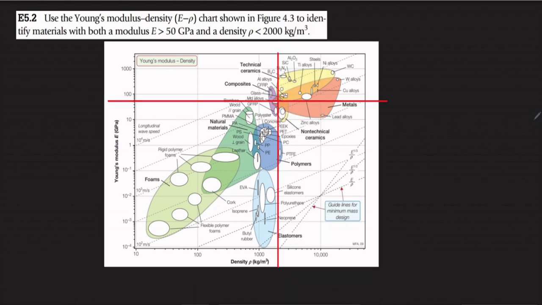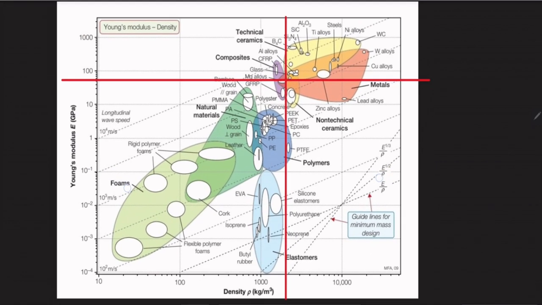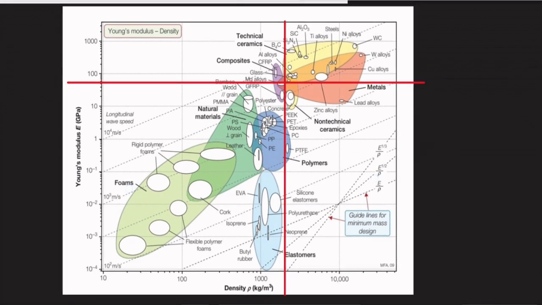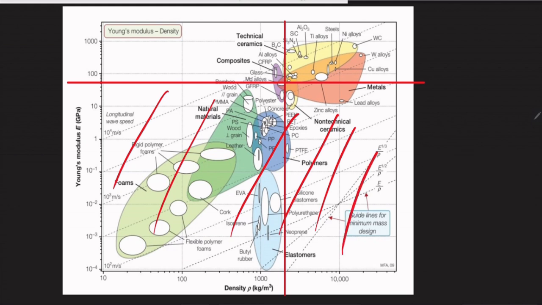So now that we have our line, we can now increase this. Look for material. So everything here, we are looking for greater than what? Greater than 50 gigapascal. So everything here is out of the question. And we are looking for materials with what? Less than what? 2000 gigapascal. So everything here is out of the question.